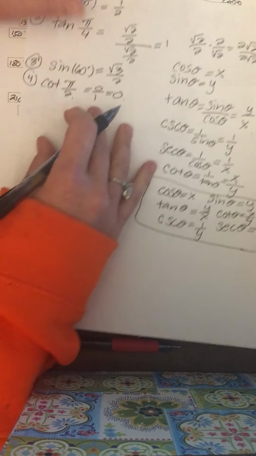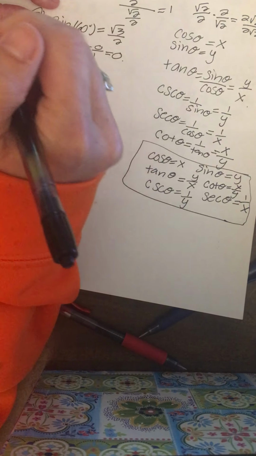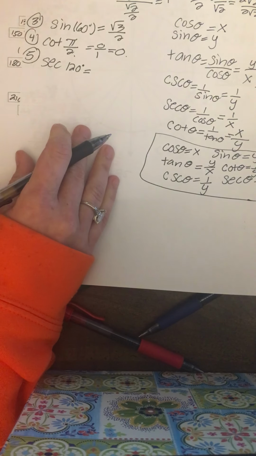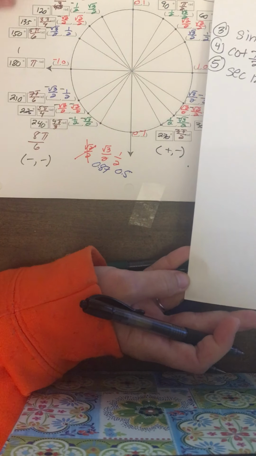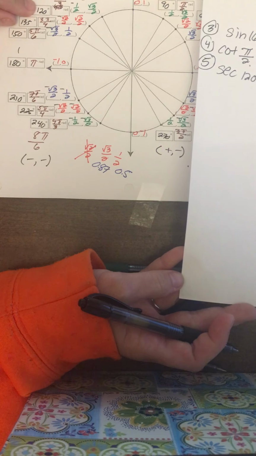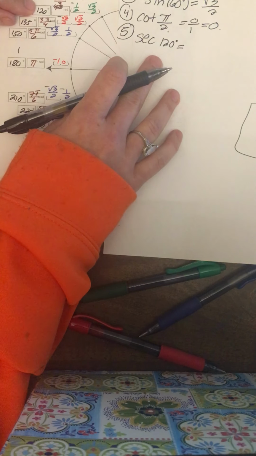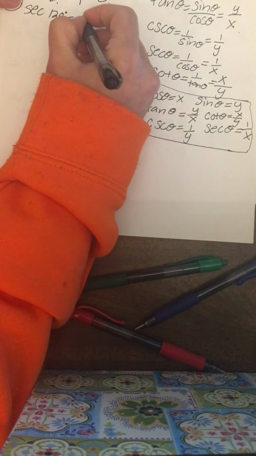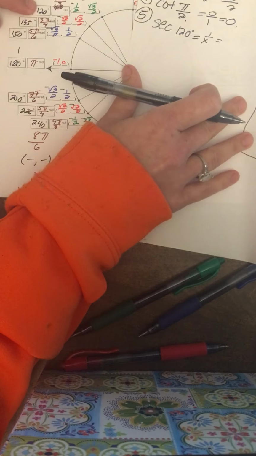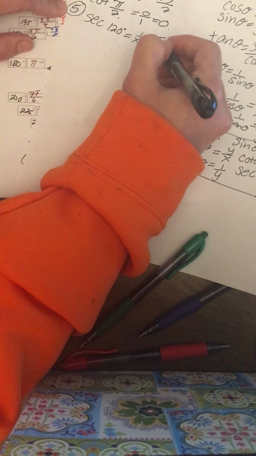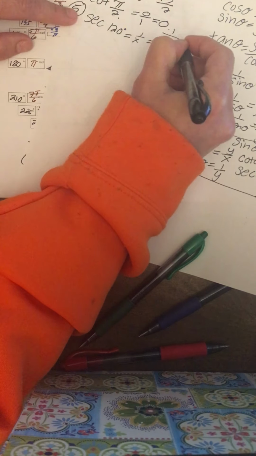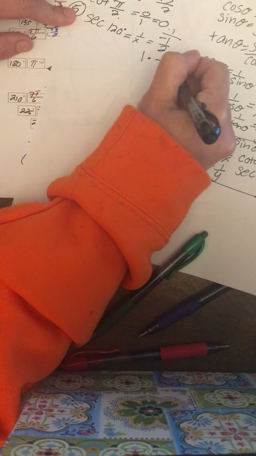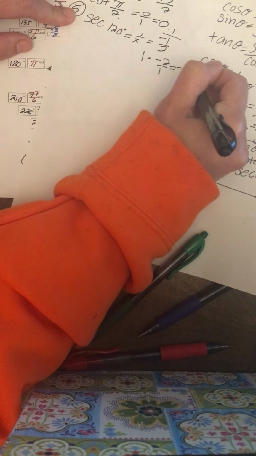Okay, number 5. Secant of 120 degrees. So we'd use our unit circle and go to 120 degrees, which is here. And then secant is 1 over x, okay? So at 120 degrees, x is negative 1/2. But we're doing 1 over negative 1/2, which means we're saying 1 times the reciprocal of negative 1/2, which is negative 2 over 1. So our answer is negative 2.